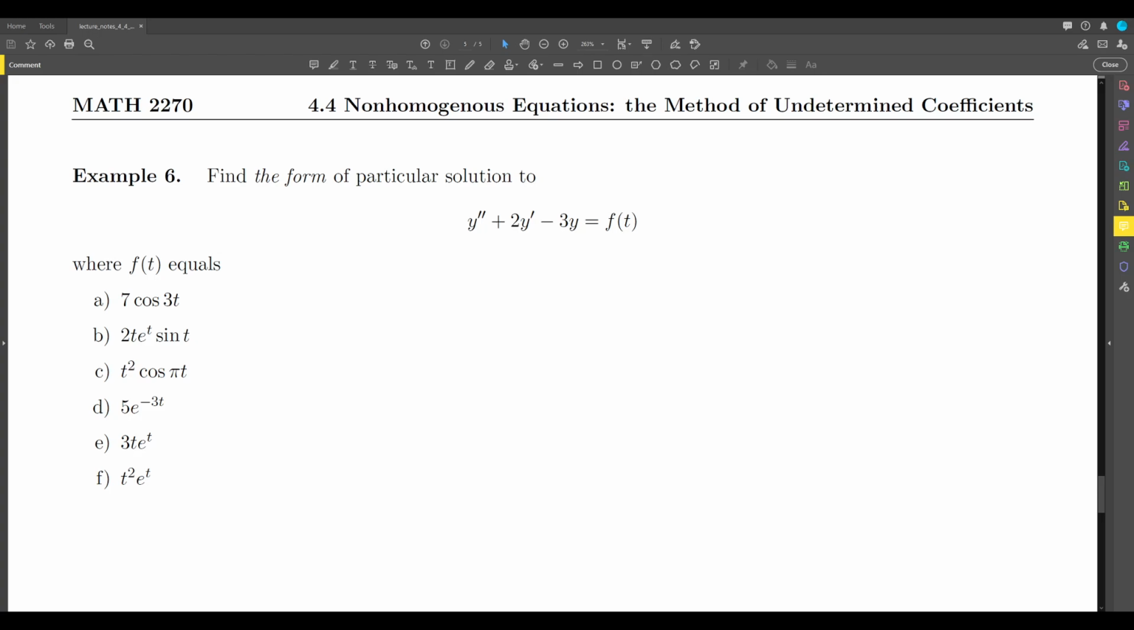And so what that means, if I ask you to just find the form, you write down the general solution and you do not have to determine the coefficients. So when you see this, that means you do not have to determine the coefficients.